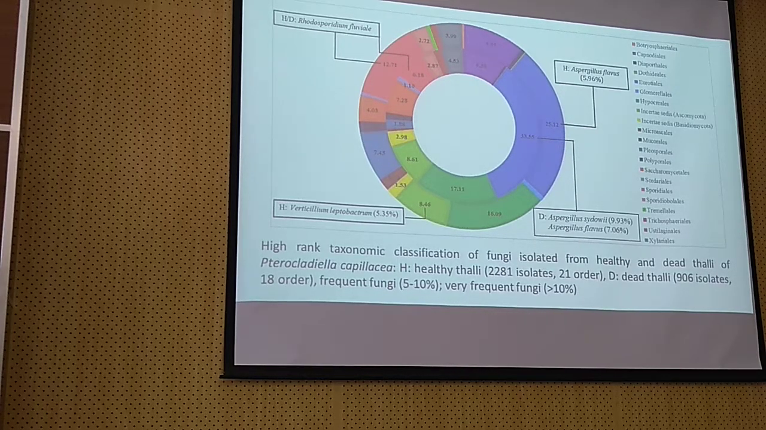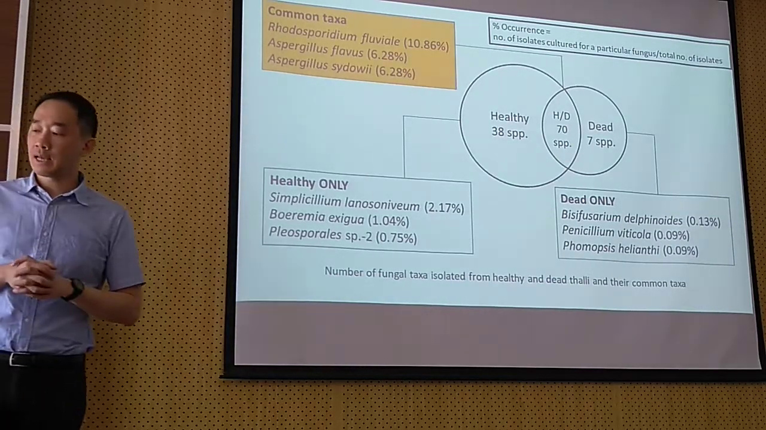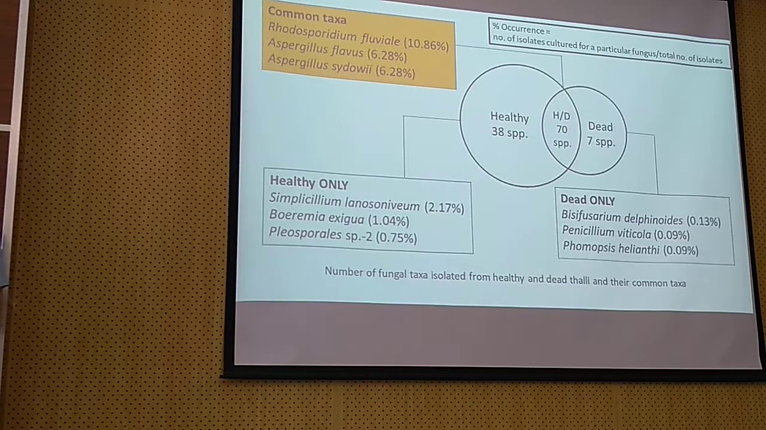Abundance meaning the number. Richness means the number of species. I told you I'm interested to see whether there are any differences, any endophytes, in this alga. So we compare the diversity between the healthy and dead Ka-Lai.